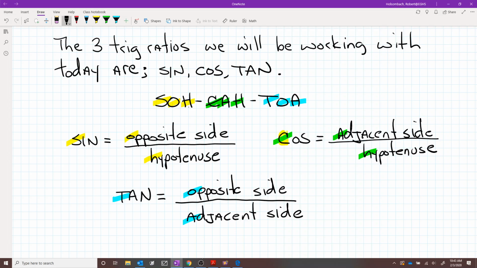Fun stuff, isn't it? Favorite part of the year. Sine, cosine, tangent. I love it. Almost as much as I love meatloaf. Love meatloaf. It's so good.